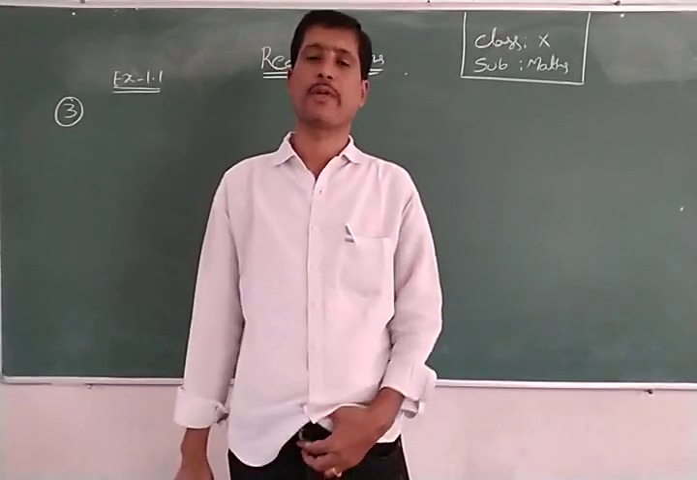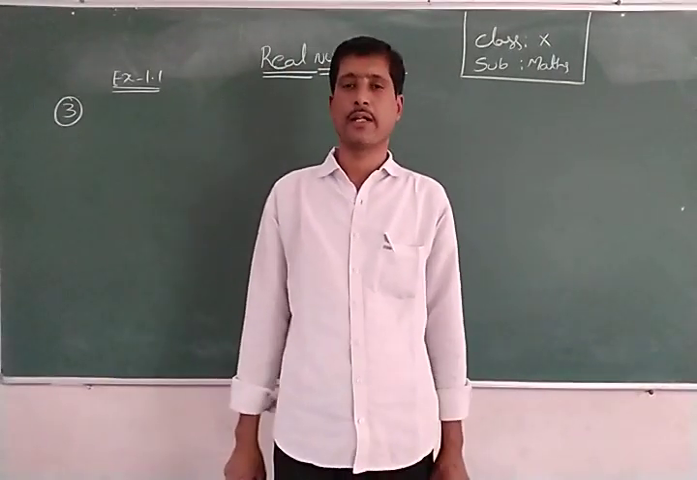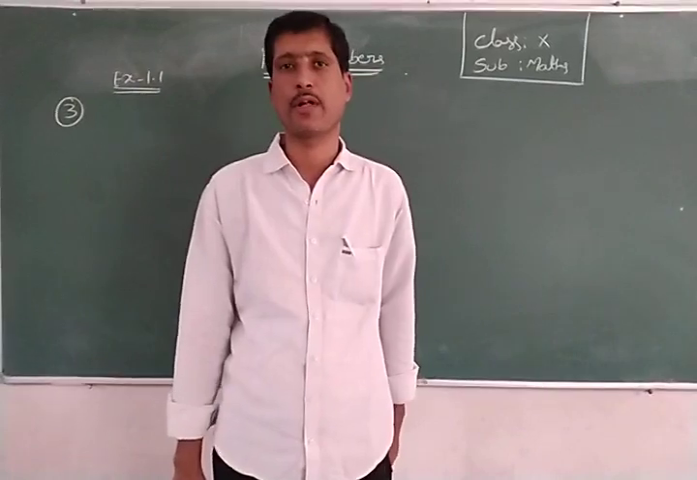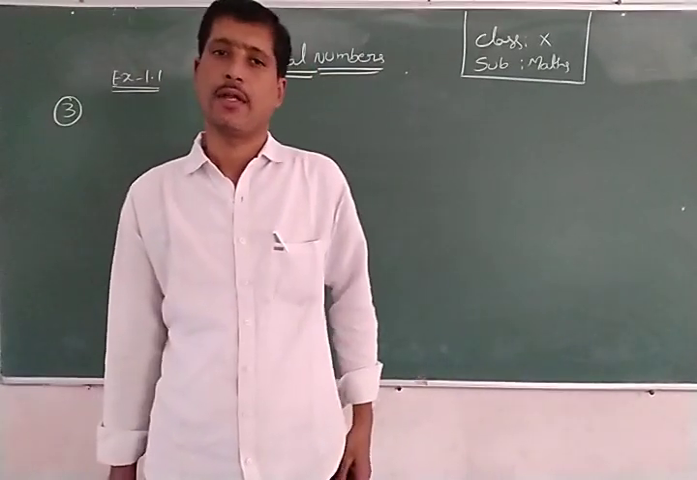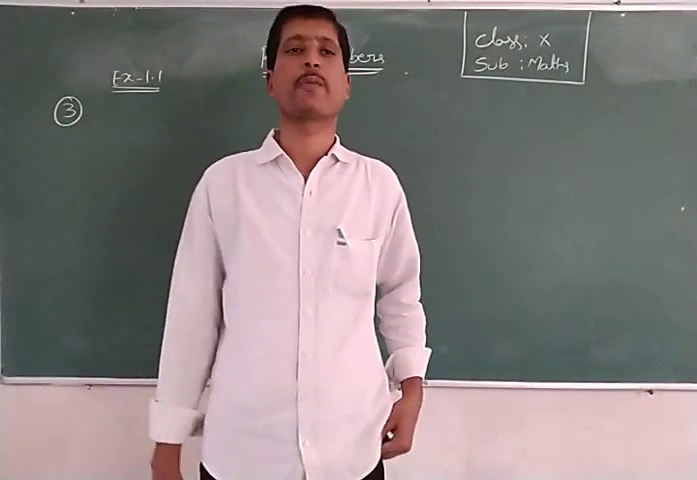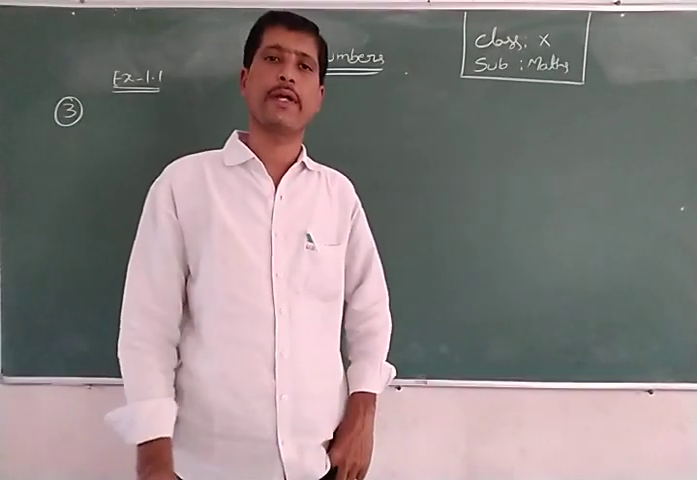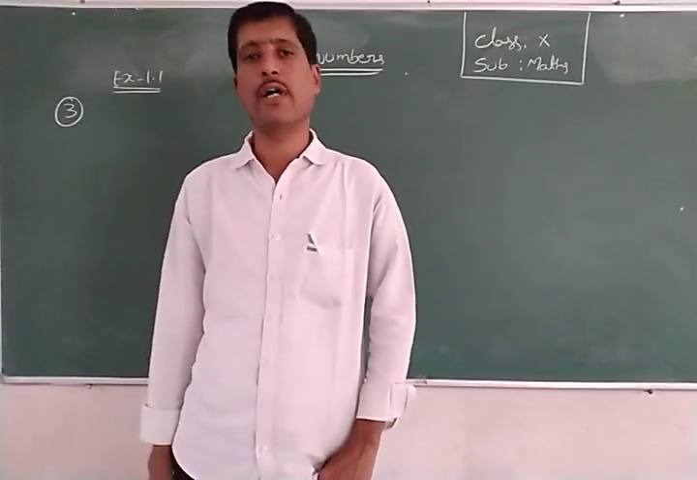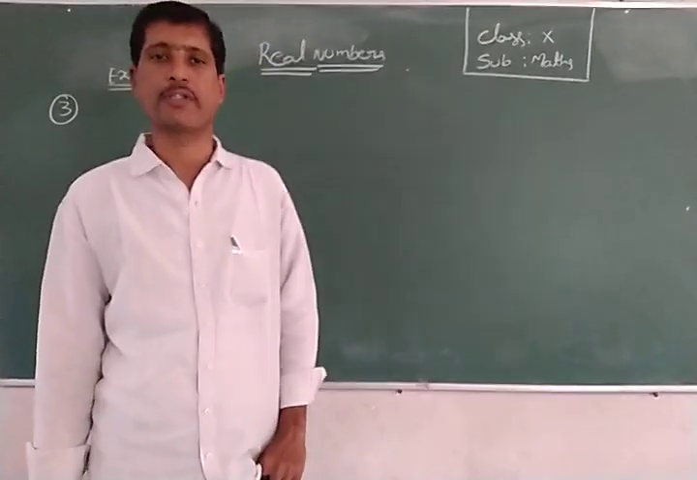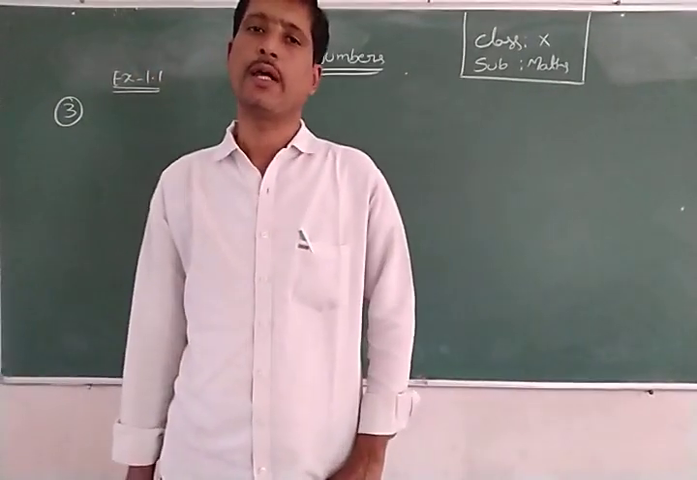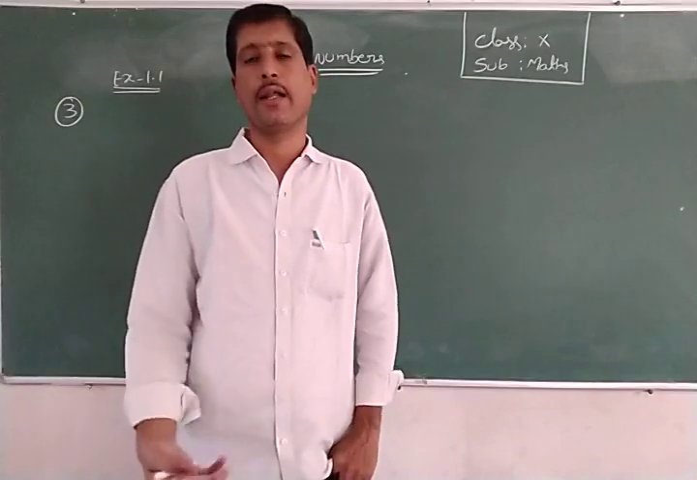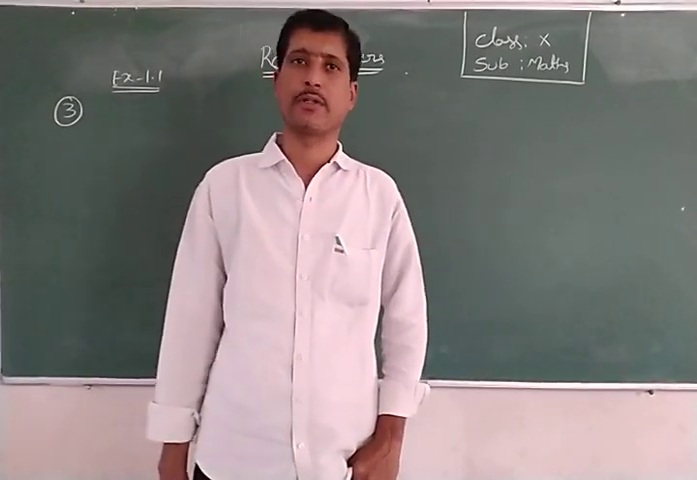Good morning, children. In the previous class, we discussed what a rational number is, what an irrational number is, and what a real number is. Therefore, what is a rational number? The number which can be written in the form of p by q, where q is not equal to 0. If p and q are whole numbers or integers, if you take a whole number, that is only a positive rational number. Integers means you take positive and negative numbers.